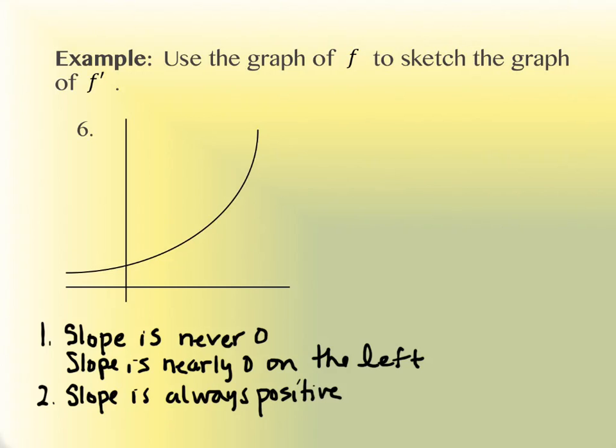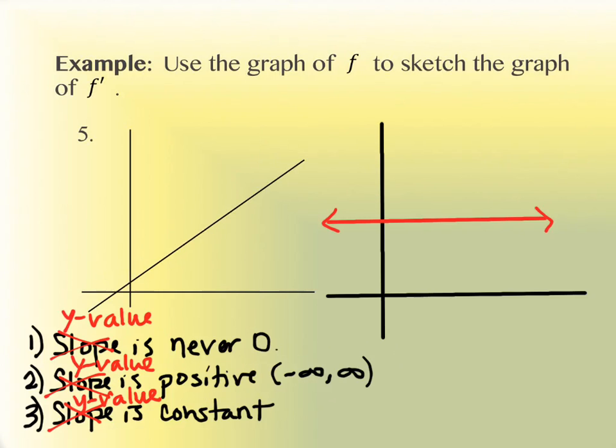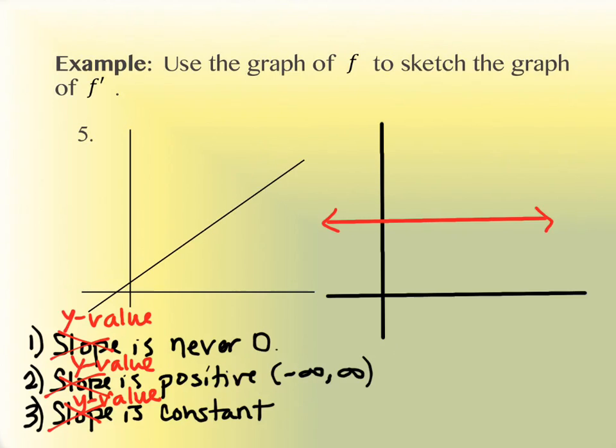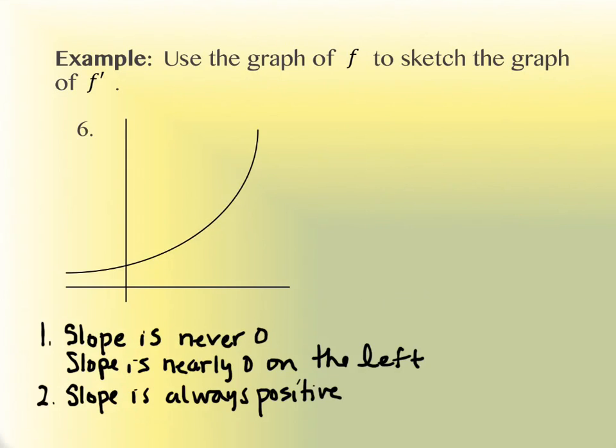Now, I'm going to flip the slide back to the previous slide and make a mention of something we did last time. With the exception of my statement here about being nearly 0 on the left, the first 2 statements are exactly the same first 2 statements as the last problem. The last problem we said the slope is never 0. We said the slope is positive everywhere. And those are the same statements we've made right here. But the third statement is different. On the third statement on this one, we said the slope is constant. What can you tell me about the slope of this graph?